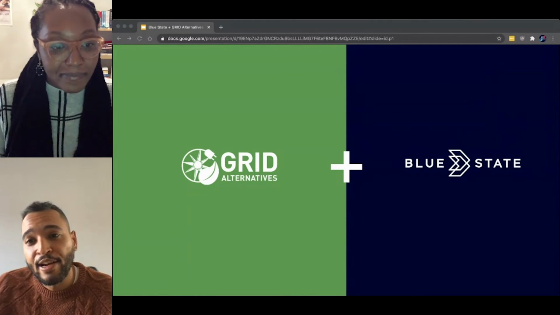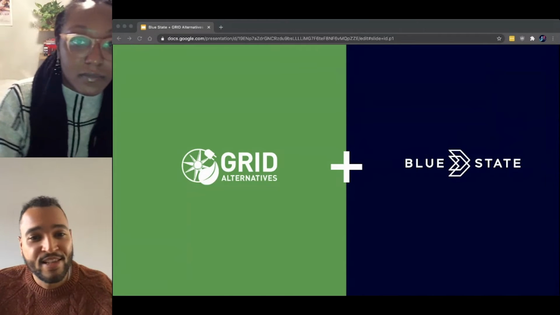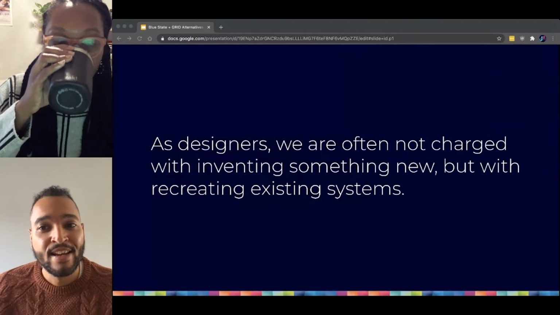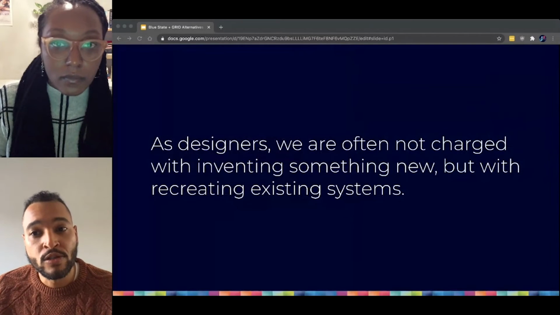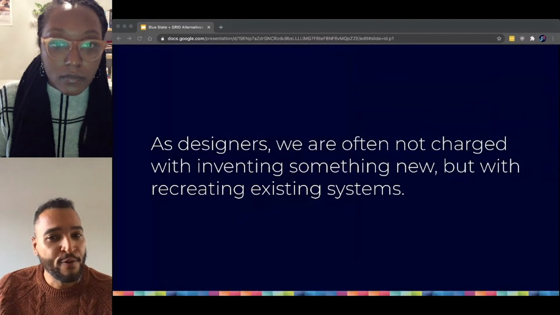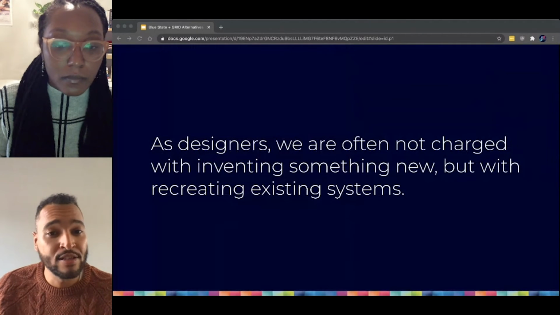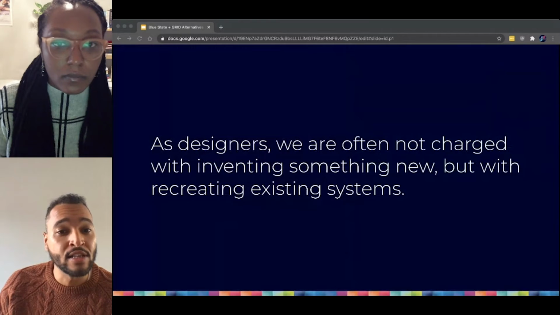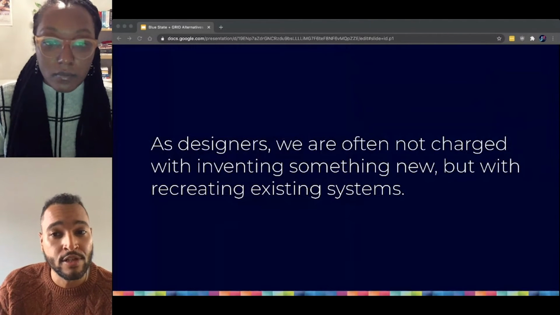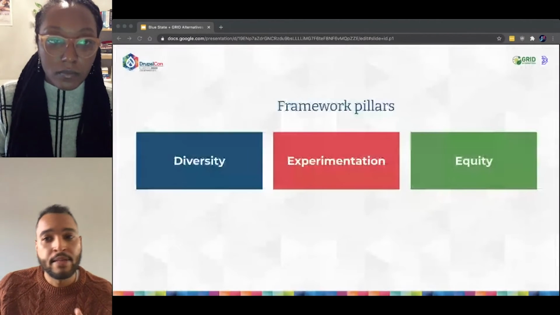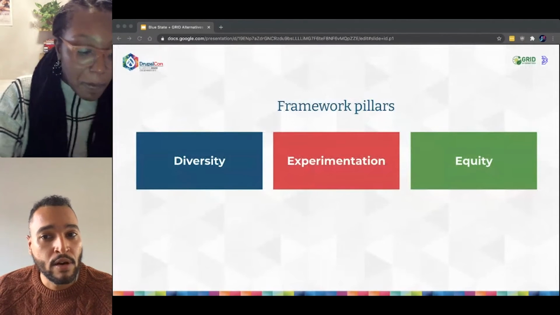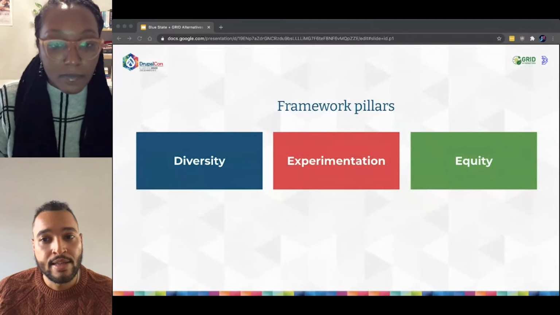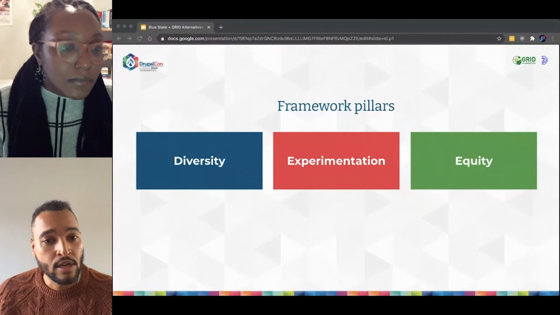So it was clear, based on everything that Teria just eloquently explained, that the system wasn't working for those who needed it the most. And Access Clean California gave us an opportunity to not only rethink the solutions, but also rethink the process used to land on some of these solutions. So we adopted a three-pronged approach to this project, where we focused on three things: diversity, experimentation, and equity.